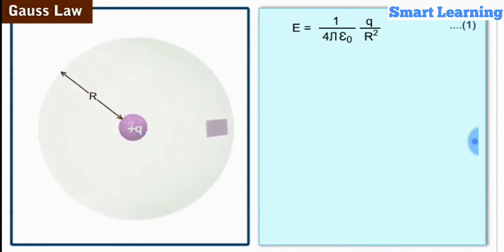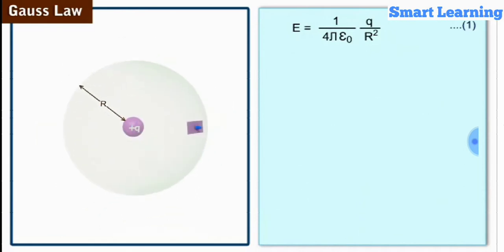So we see that for all points on the sphere of radius r, the magnitude of the electric field strength is the same, and it is directed away from the charge plus Q in an outwardly normal direction at each point. Therefore, at each surface point, the electric field strength E is parallel to the area vector dA, which represents the area of an infinitesimally small element on the surface.